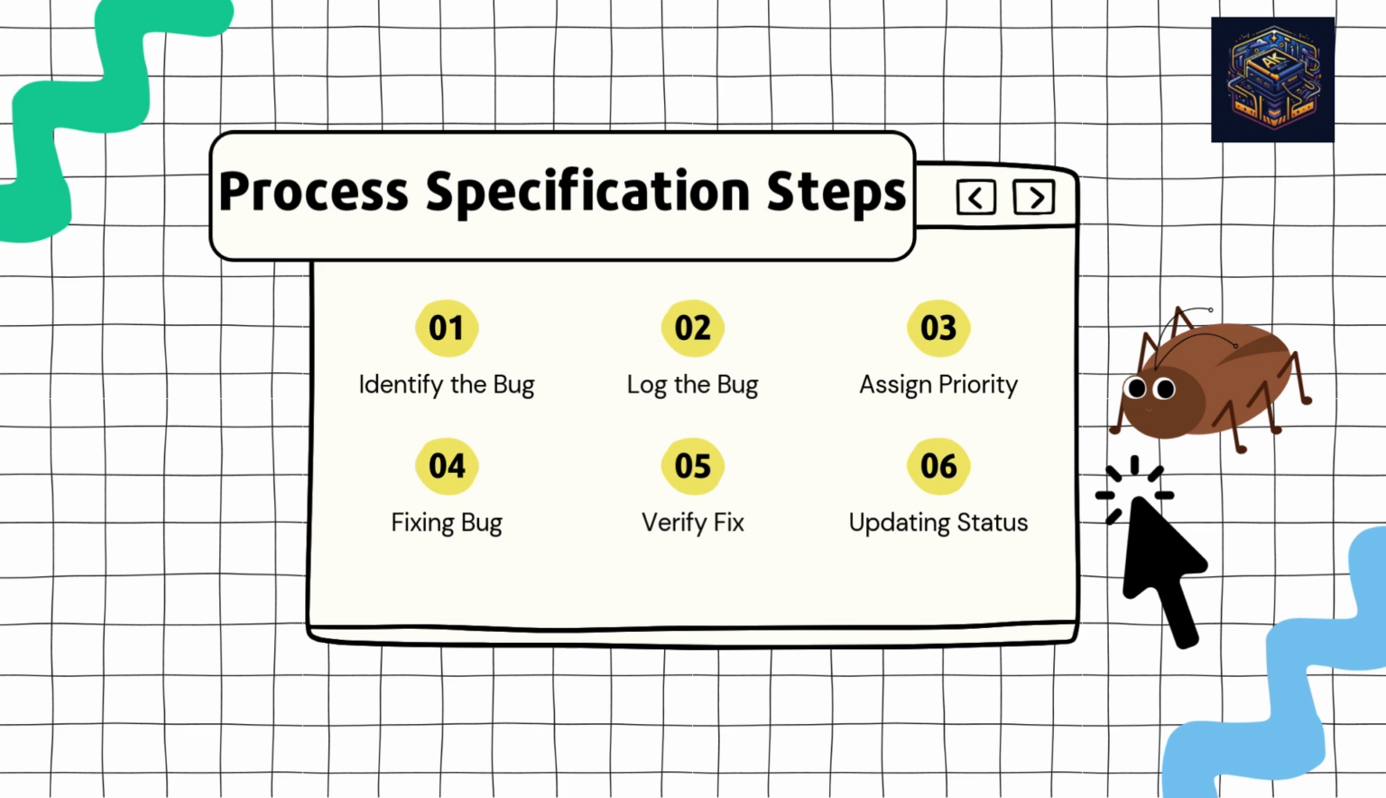By following this structured approach outlined in the process specification, teams ensure that bugs are addressed in an organized and efficient manner, leading to smoother development and maintenance of the software. Thank you for your attention, and let's move on to the next topic.